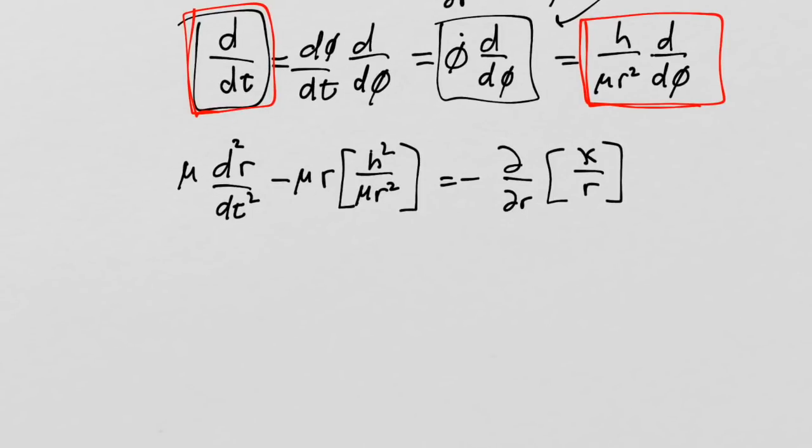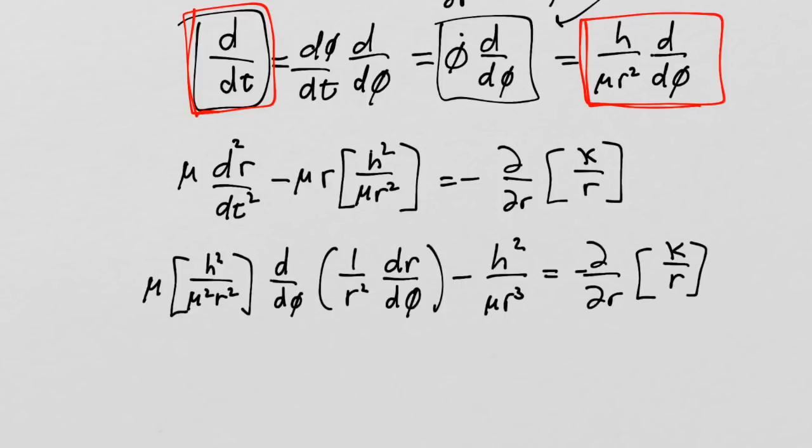Now I'll do the substitution. Every time I say d by dt, I will replace it with this d by d phi and this factor here. And notice this is a second derivative, so I've got to be a little bit circumspect about how to do that. And I just noticed, as usual, this should be this term here. I forgot to square it.